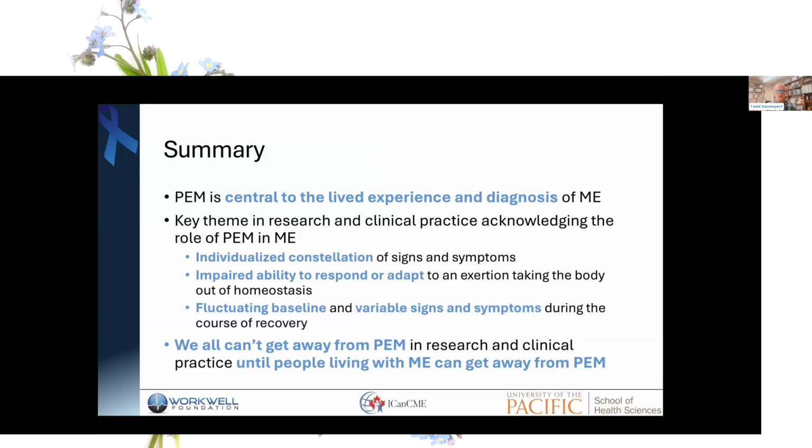So in summary, as I yield the floor to some great scientists who are coming up behind me, PEM is central to the lived experience and diagnosis of ME. It's an individualized constellation of signs and symptoms that reflect an impaired ability to respond or adapt to exertion, taking the body away from homeostasis. And then there's also a fluctuating, often progressively deteriorating baseline, but variable signs and symptoms during the course of recovery. And just my last point, we all can't get away from PEM until people living with ME can get away from PEM. Thanks.